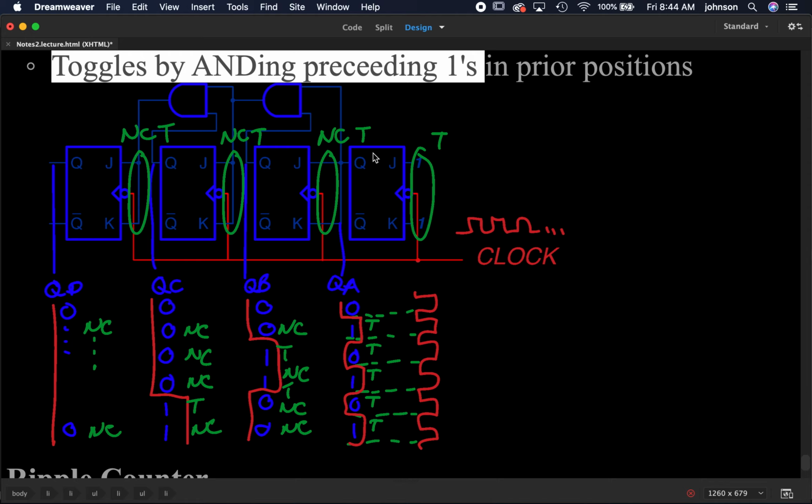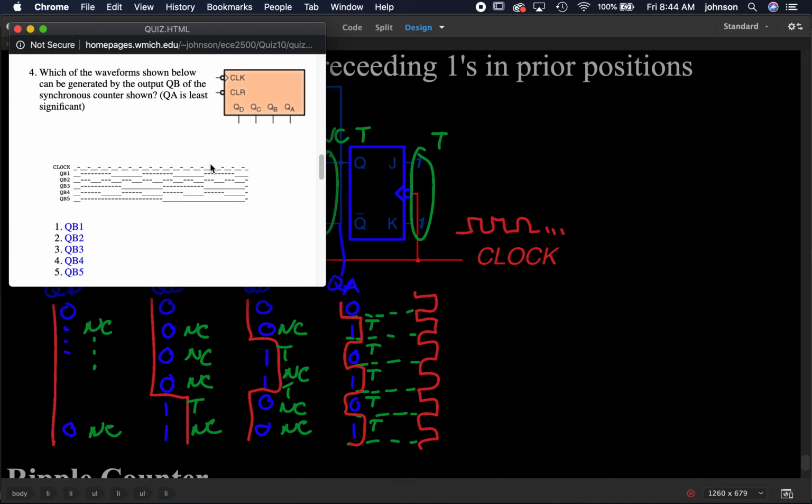So I'm actually going to do question number 4 for you today, which you'll see on the final exam. Now, question number 4 is going to give you a counter with QA, QB, QC, QD, such as shown over here. And I'm going to ask you a question here. I'm going to say which of these waveforms corresponds to output QB. All right, so let's go to the artboard.